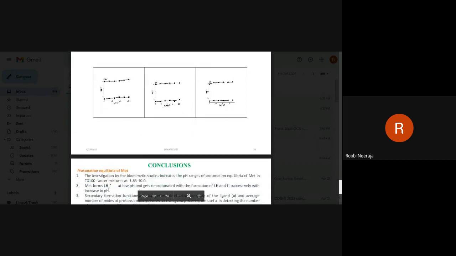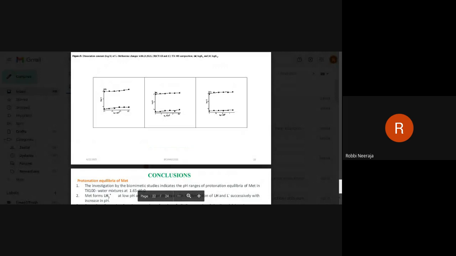Here we observed that when the mole fraction of the surfactant increases, the protonation constants also almost increase. So that means in the case of micelles, electrostatic forces are more active when compared to non-electrostatic forces. These are the observations obtained from these three graphs.